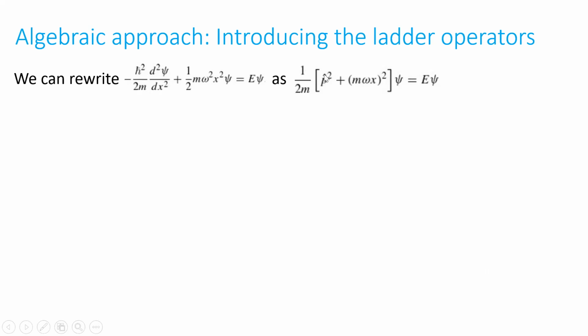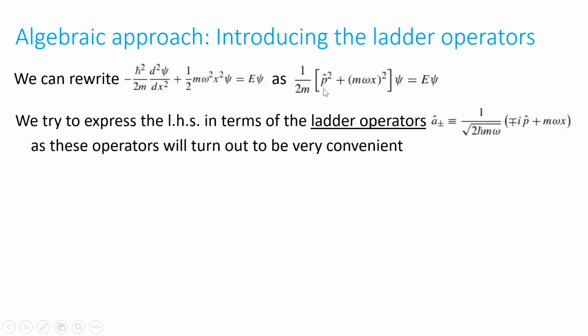So the p squared over 2m takes care of the first term. So this is equivalent here to this equation on the left here. Okay, so now we're going to try to express this left-hand side, with the p squared plus the m omega x squared, in terms of these ladder operators called a plus and minus.